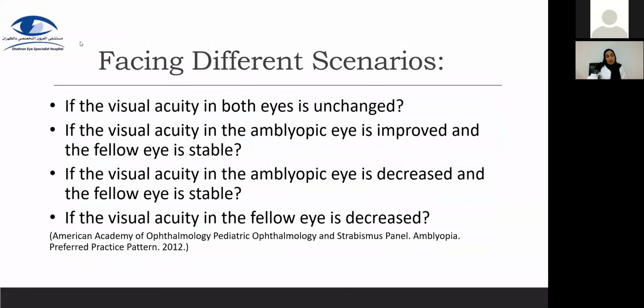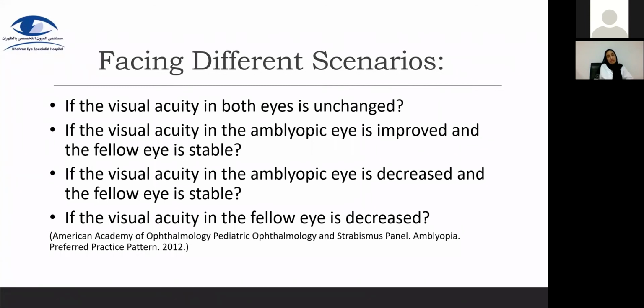Now the patient came to our clinic. We have different scenarios. After we did the awareness, we are sure of the compliance, or maybe we're not sure of the compliance, but we stressed on the compliance and we started the treatment. One of them is, what if both eyes had the same vision? I mean, the vision did not change in both eyes.